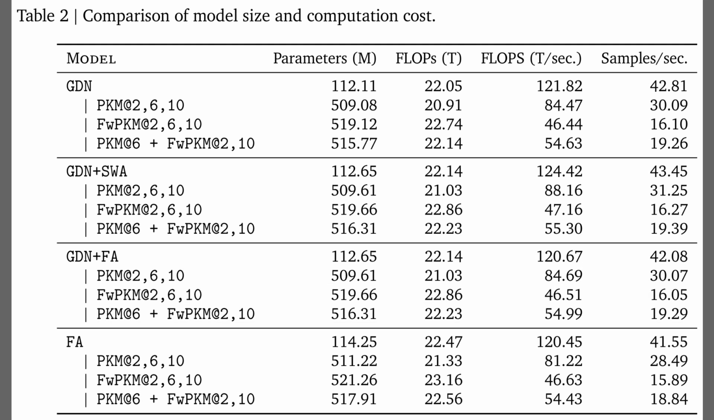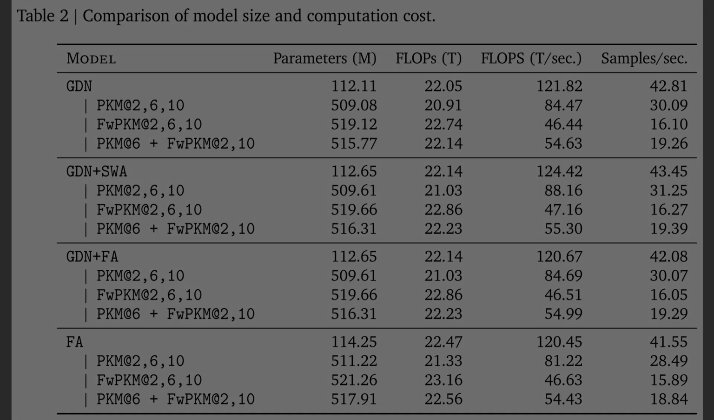So, having seen the performance benefits, Table 2 now examines the computational price tag. First, look at the parameter counts in the first data column. Adding these memory modules explodes the model size from roughly 112 million to over 500 million parameters, reflecting that massive increase in storage capacity. Despite this huge size increase, the next column shows that the total compute, measured in flops, stays almost flat at around 22 trillion. This confirms that the sparse access pattern is theoretically efficient. However, the final 2 columns reveal a practical bottleneck. The samples per second drop from over 40 to around 16 for the fast weight variants, which the authors attribute to a lack of optimized hardware kernels compared to standard attention.